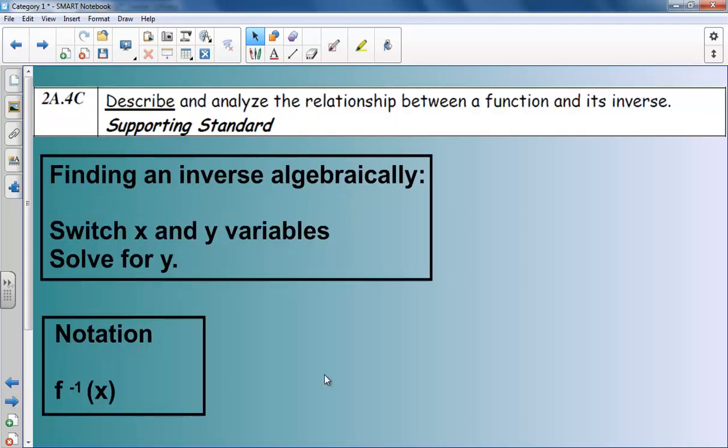Second supporting standard is about inverses. So describe and analyze the relationship between a function and its inverse. So the steps we use here when we're finding an inverse algebraically is you're going to switch your x and y variables and you're going to solve for y. Notation you need to know because they may not say in this find the inverse. They might just give you this notation, this f negative 1 of x, which means inverse. So it's very important that you have this down right here.